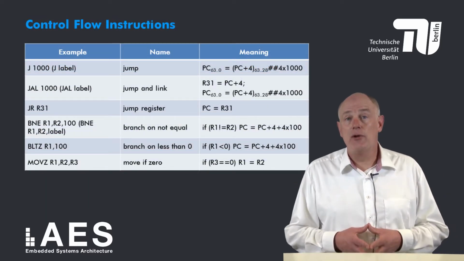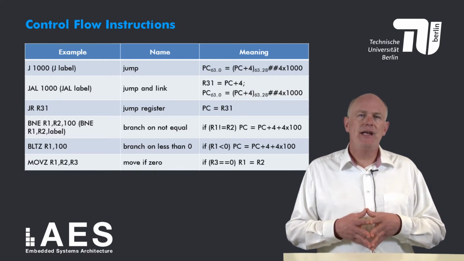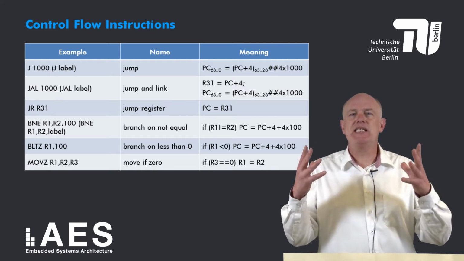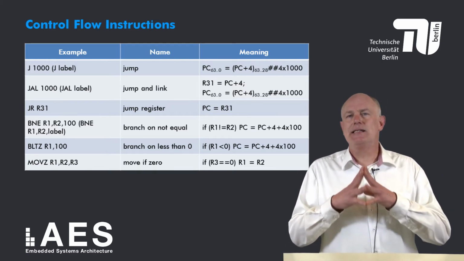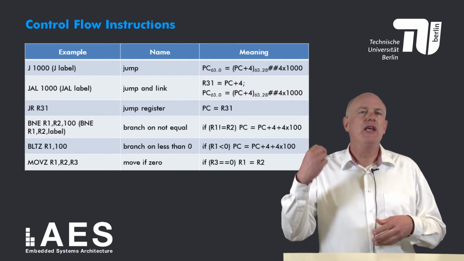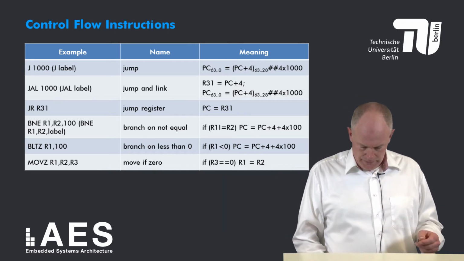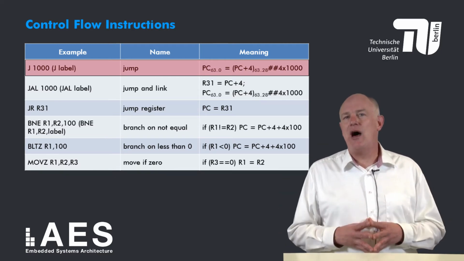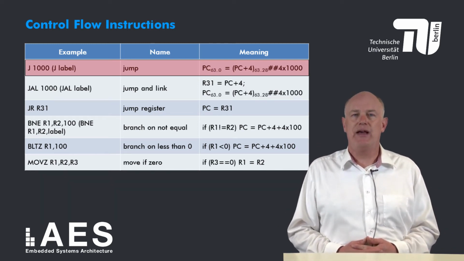Next, the control flow instructions, branches and jumps. First, the jump instruction. In assembly, you write J for jump and then a label, and this label specifies the instruction that you jump to. The assembler, however, translates this to an instruction address, in this example 1000. This is an instruction address, and since all instructions are 4 bytes, this value 1000 is multiplied by 4 before being used as a byte address offset.